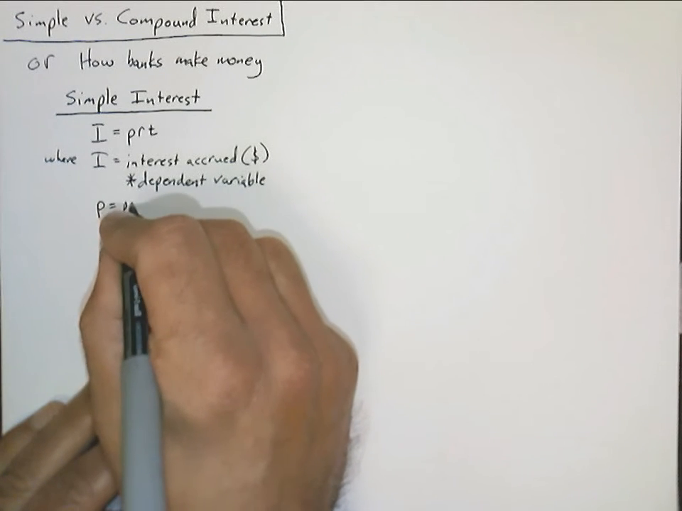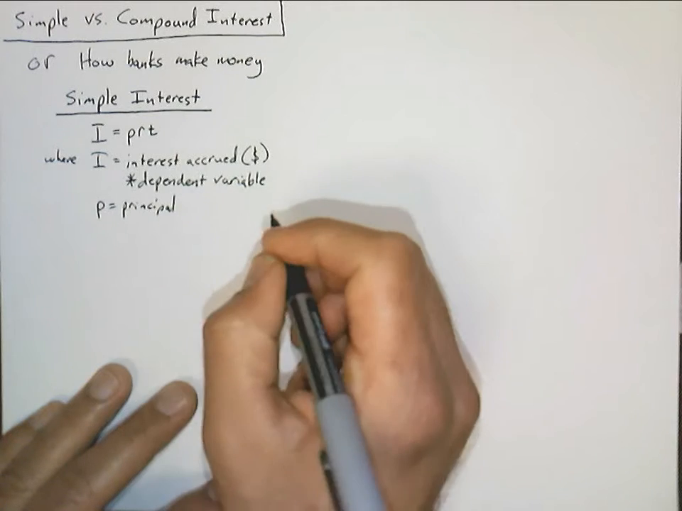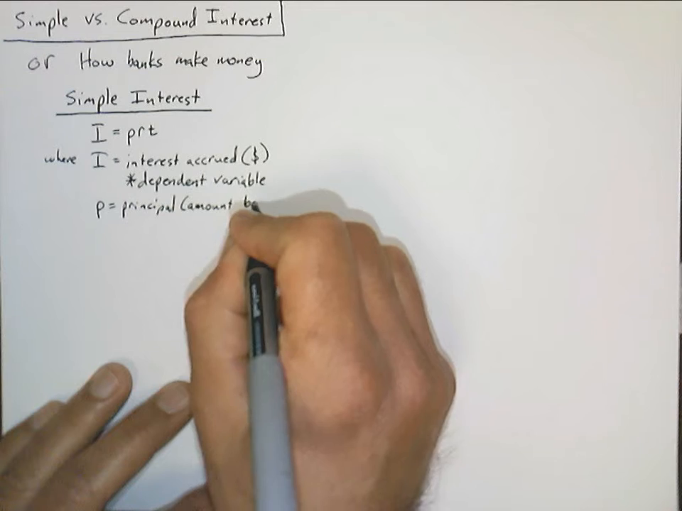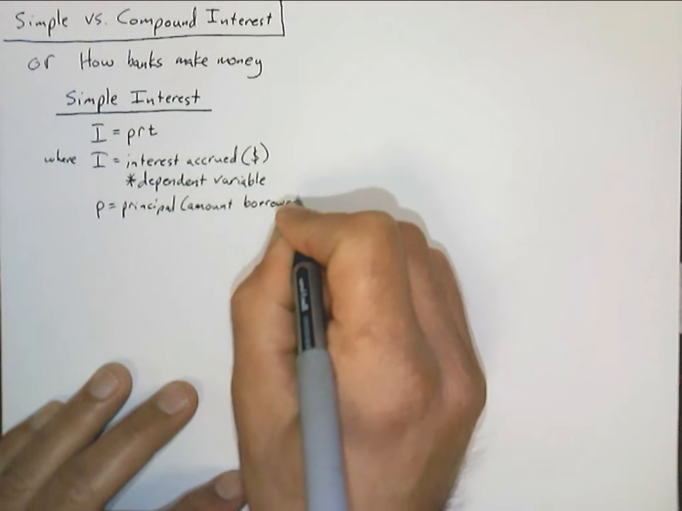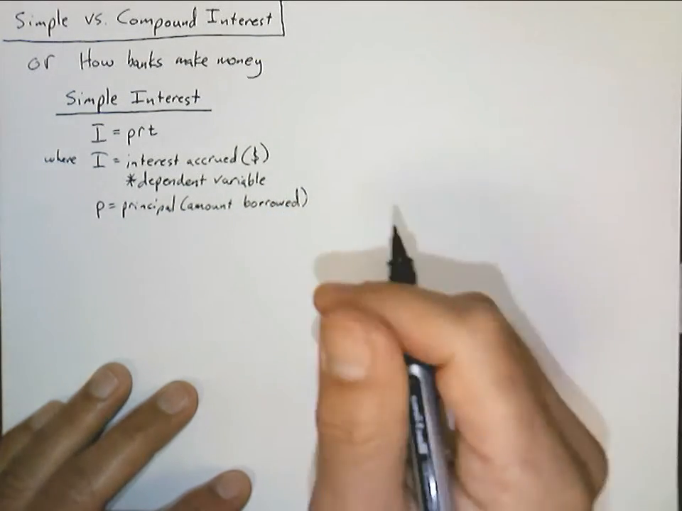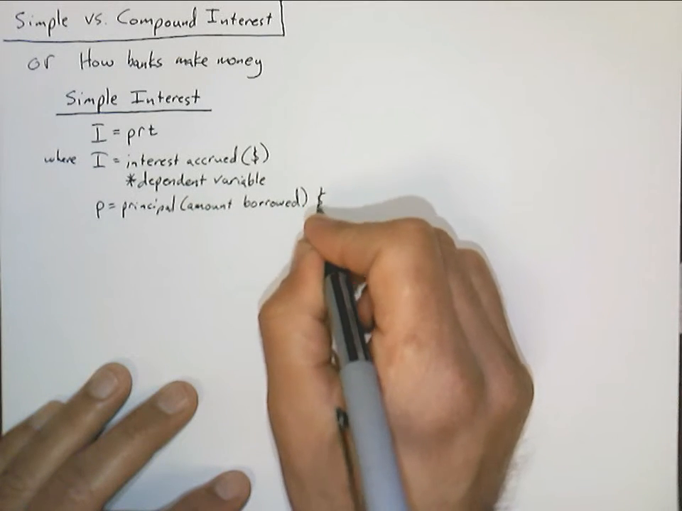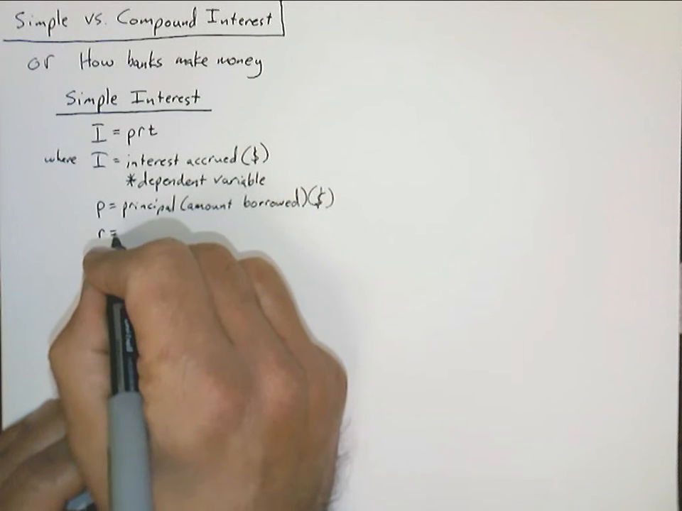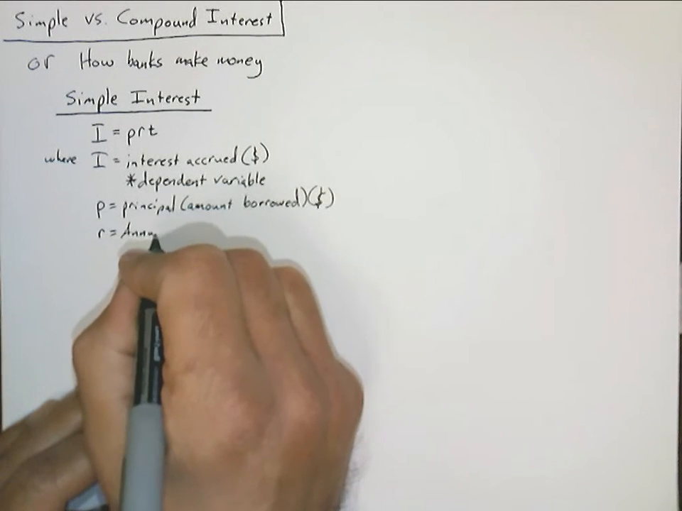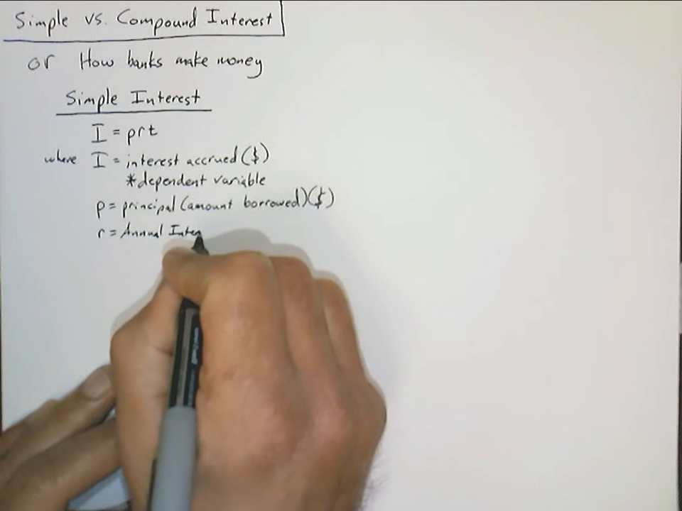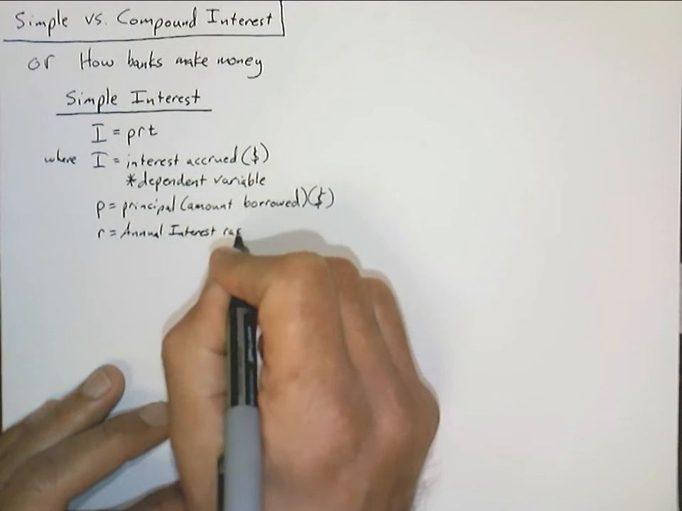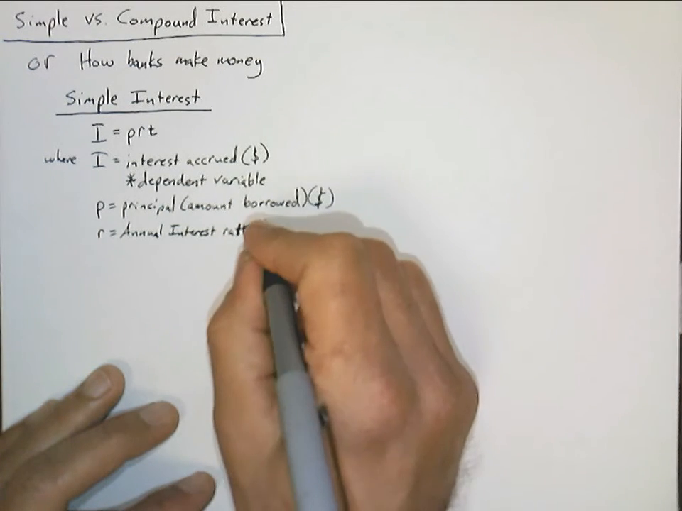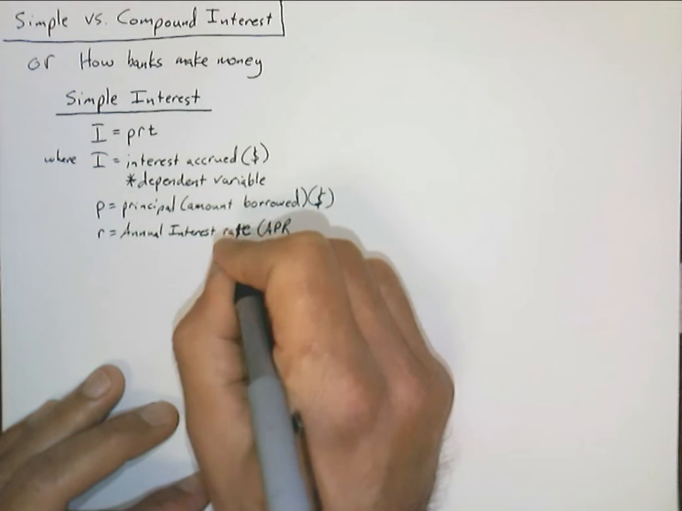P stands for the principal, which is actually just the amount borrowed. So like if you take out a $5,000 loan, $5,000, that's the principal. Of course, that's also going to be in dollars. R is the annual interest rate, or sometimes called the APR.